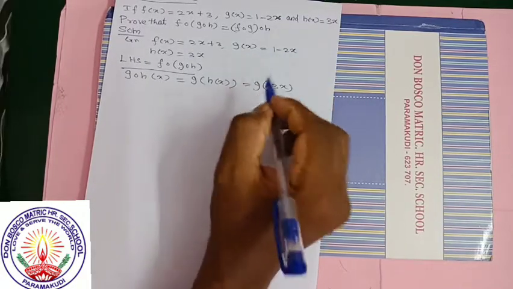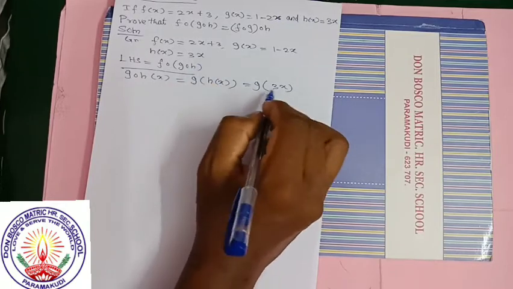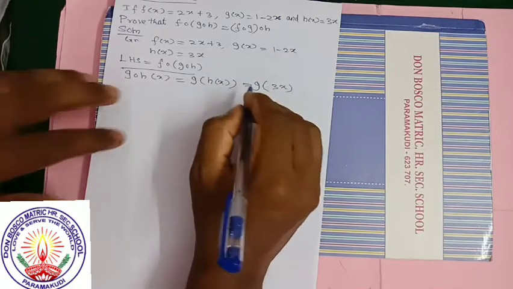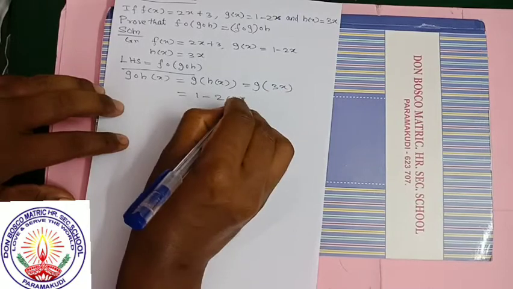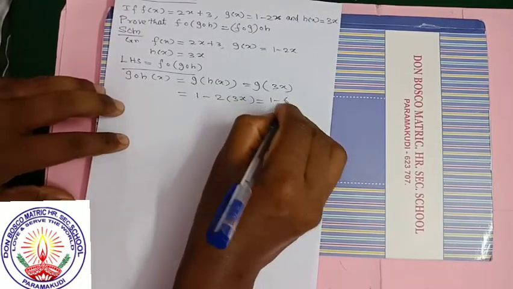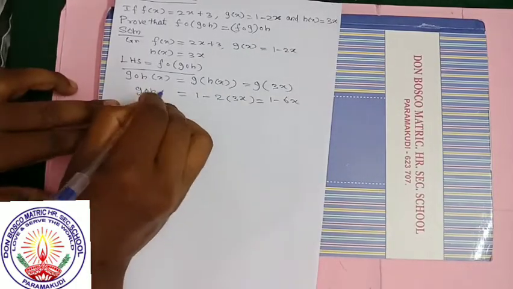So first, g of h of x. What is h of x? 3 into x, we have written. For g of, we see what g does: 1 minus 2 into the input. So it is equal to 1 minus 2 into what is inside, 3x. So it is equal to 1 minus 2 times 3x, which is 6x. Therefore this is g composition h of x.